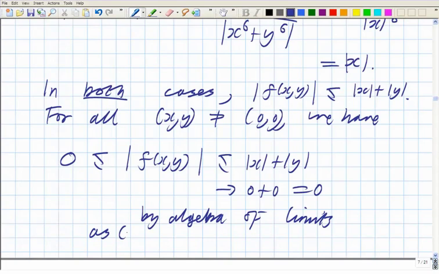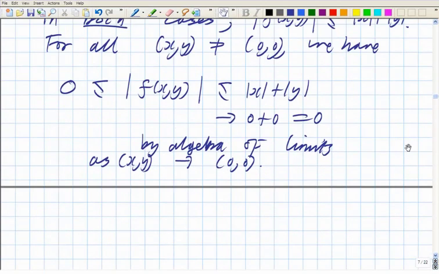As (x, y) tends to 0, (x, y) tends to the origin. So you've got a sandwich, 0 on the left, something tending to 0 on the right. You've established an inequality for all points away from the origin, so you can forget about what f actually is. This sandwich is enough to show that f of (x, y) tends to 0 as (x, y) approaches the origin.